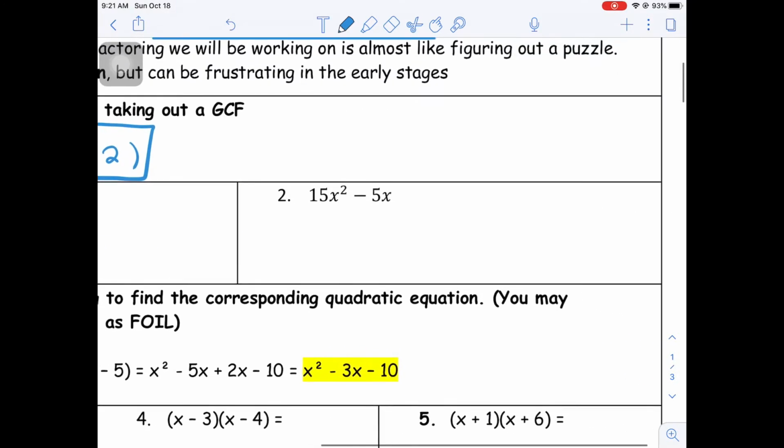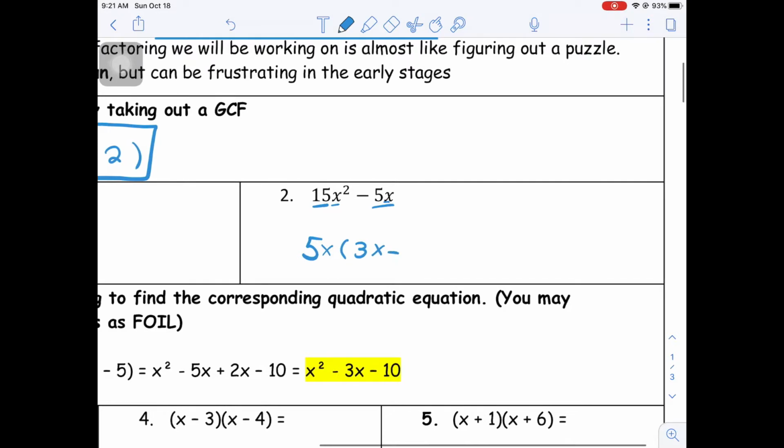And then finally for 15 and 5, so that means a 5 is going to come out of both of them. X squared and x tells us that an x would come out of both of them, and we have 3x minus 1. Okay, and that's what pulling out the greatest common factor would look like.